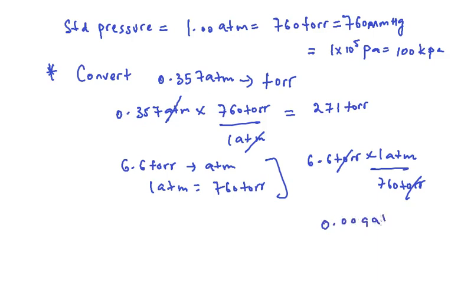0.009 atm. If you like, you can write this in scientific notation, which would be 9 times 10 to the power of minus 3 atm. Remember, units are very important. Now, this is how you can practice.